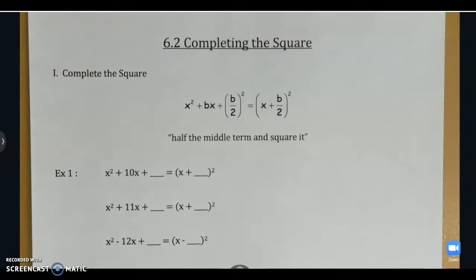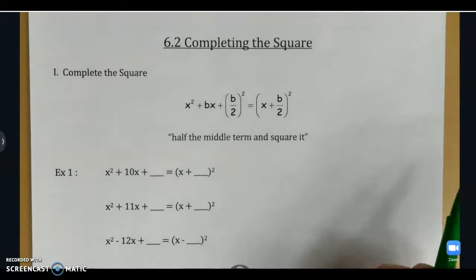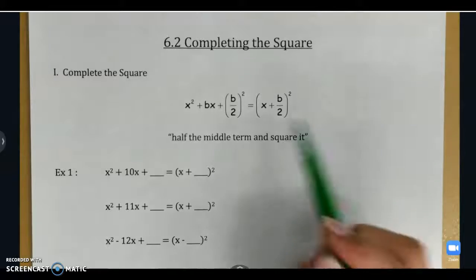Good morning. We are looking at yet another way to solve quadratics, and this method is called completing the square. So we are going to be incorporating everything that we learned thus far with complex numbers and the square root method to do completing the square. What we want to do with completing the square is make a perfect square trinomial.